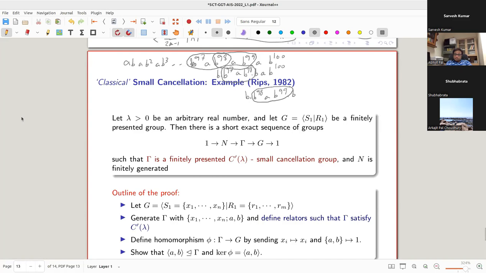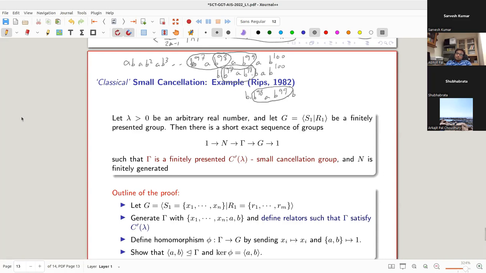Now, what is the most interesting thing here is that I haven't specified any lambda. Lambda was any positive real number, so I can take lambda to be as small as I wish. Given that lambda, whatever be the presentation of G, it is just required to be a finitely presented group. Whatever be lambda, I can construct a finitely presented C prime lambda group gamma such that G is a quotient of that group gamma.